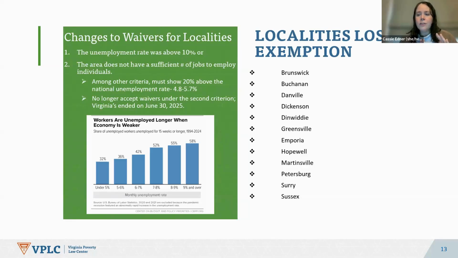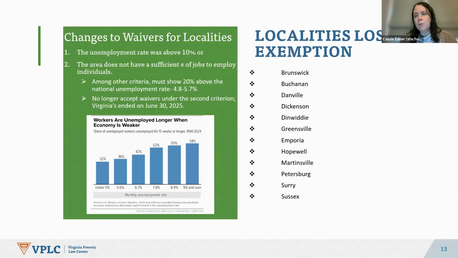So these localities are losing exemptions, and for the first time in about 15 years, they are going to now have to complete the work reporting requirement, the ABAWD requirements. So we're looking at Brunswick, Buchanan, Danville, Dickenson, Dinwiddie, Greensville and Emporia, Hopewell, Martinsville, Petersburg, Surry, and Sussex.